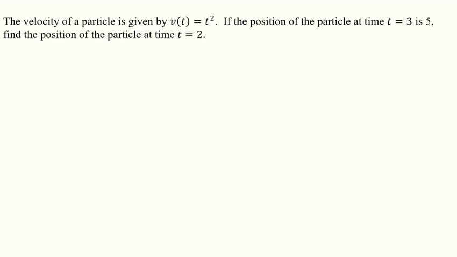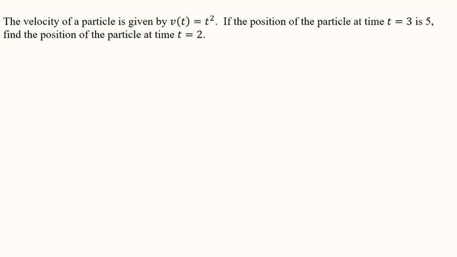All right, here we've got a particle motion problem. Remember, these aren't really any different from f of x. You're just given some context. Okay, so velocity is t squared. Position of the particle at time t equals 3 is 5. Find the position of the particle at t equals 2.